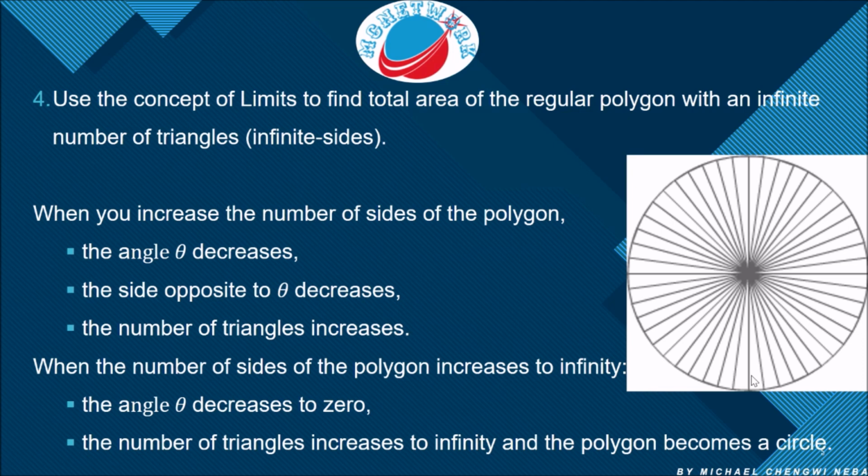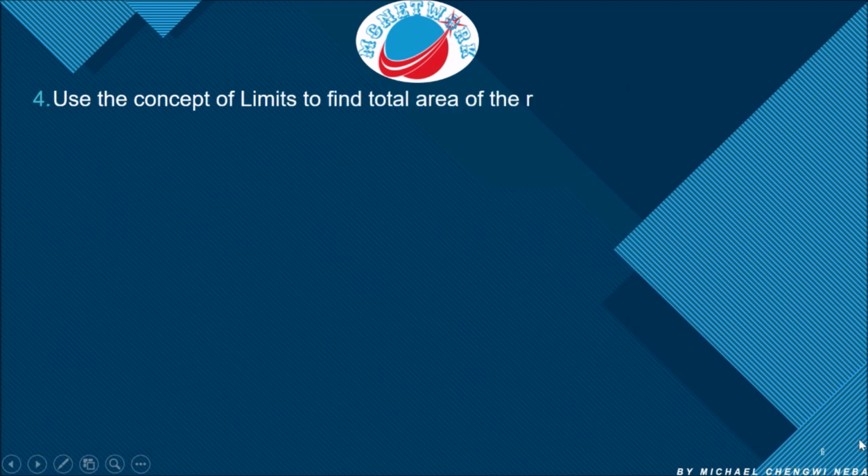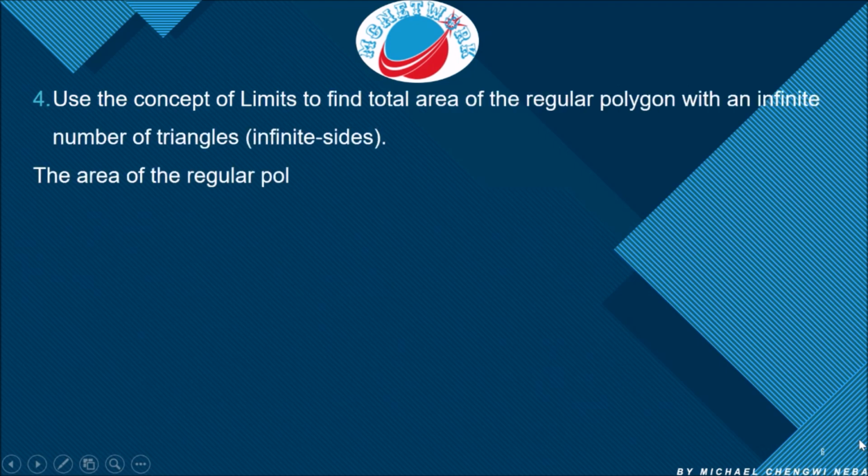And we are going to use this information and the concept of limit in order to find the area of this regular polygon with an infinite number of triangles. And if we are able to get this area, since the polygon is approaching a circle, then the answer to that area will actually be the area of a circle. How do we do that? Let's look at the mathematical representation of what we have just explained.